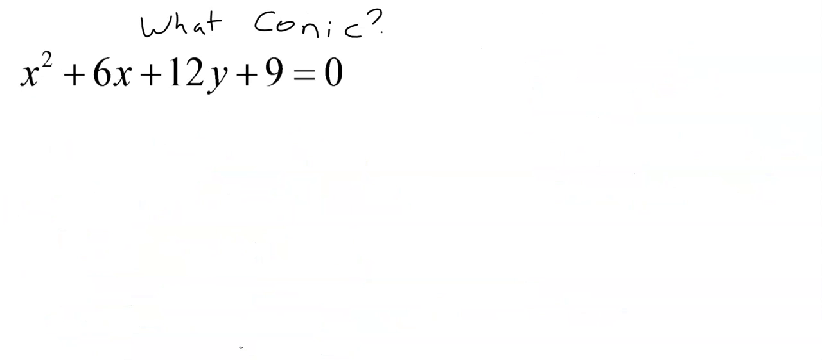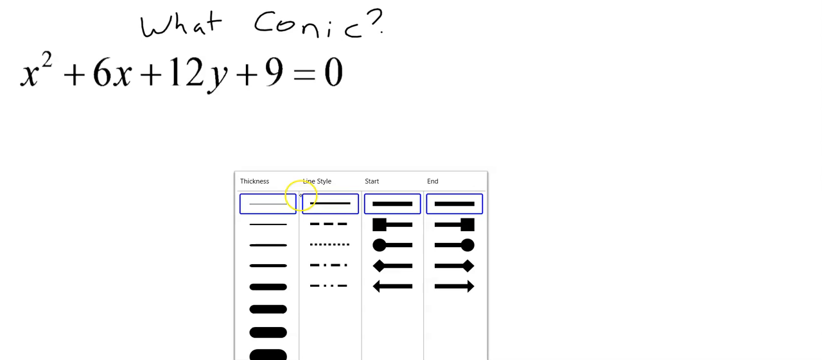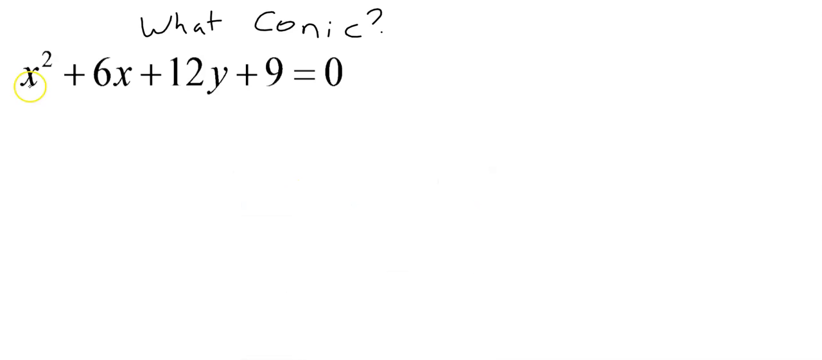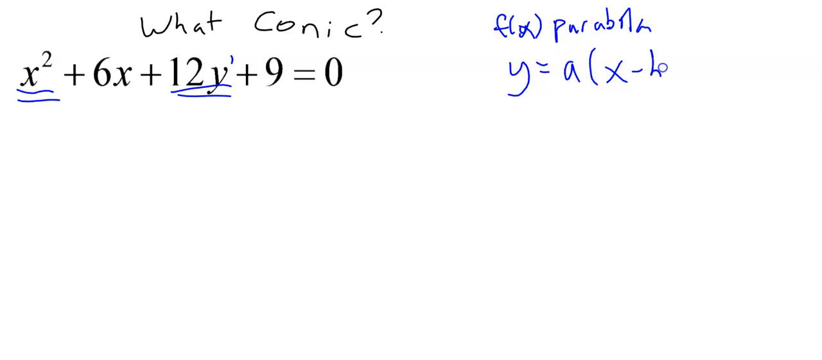Let's try another one here. Again, the first thing you want to do is identify the largest degree term of each one. So we've got x squared, and for y, we have y to the first power. So that's the first power, that's the second power. So right away, you can go, okay, this is not even that tough for us. We know this is definitely a parabola. We want to get it in the form of y equals a times x minus h squared plus k. So that's the form we're going for.